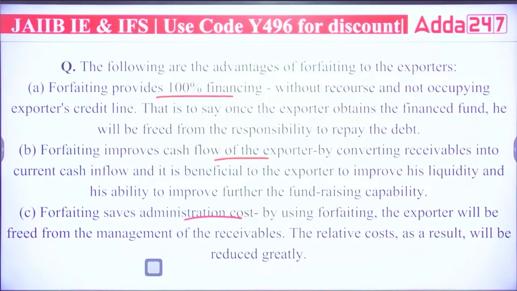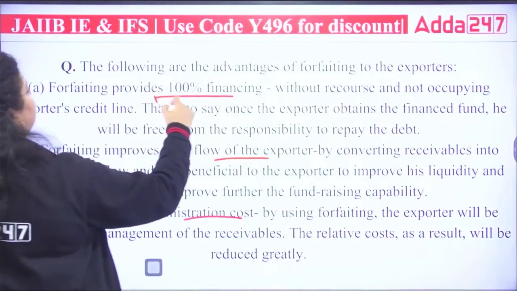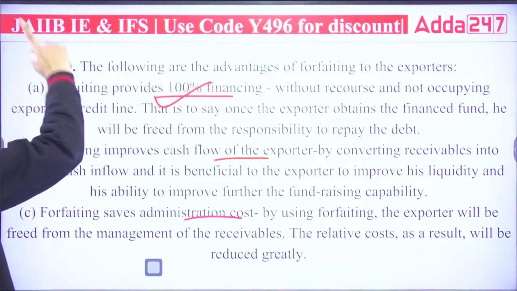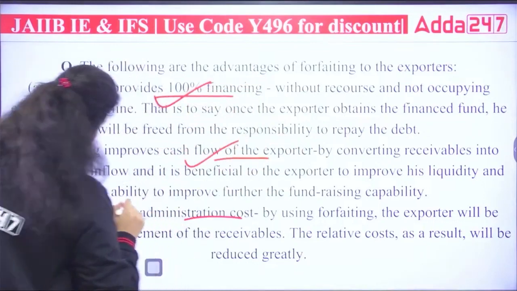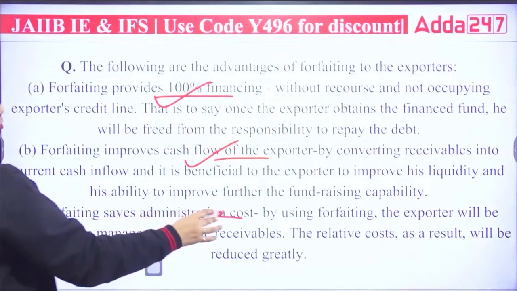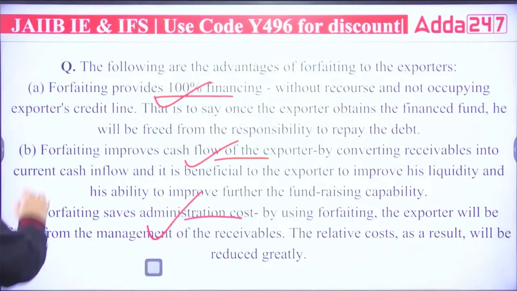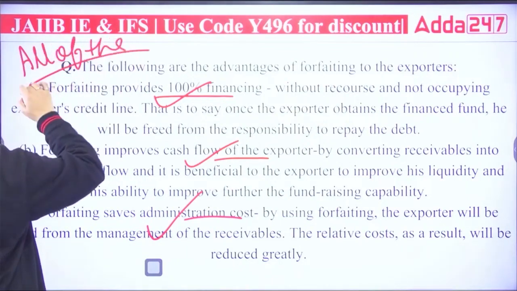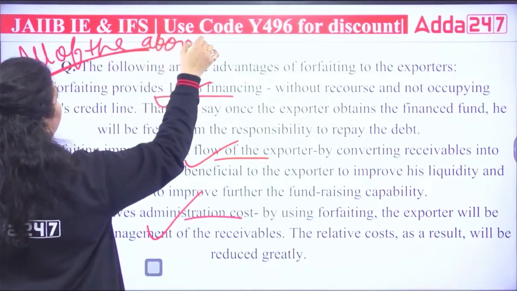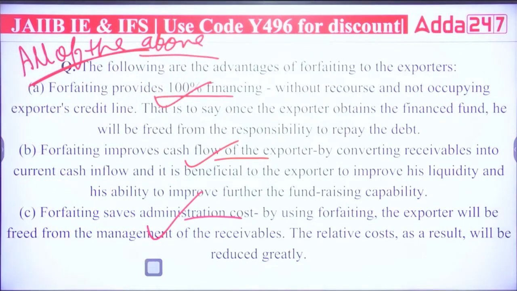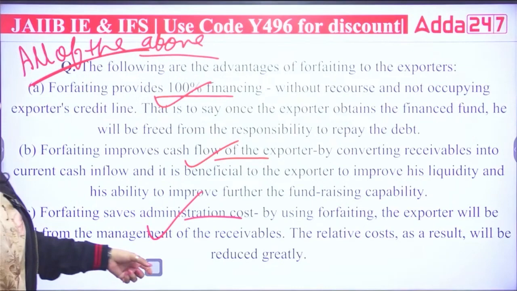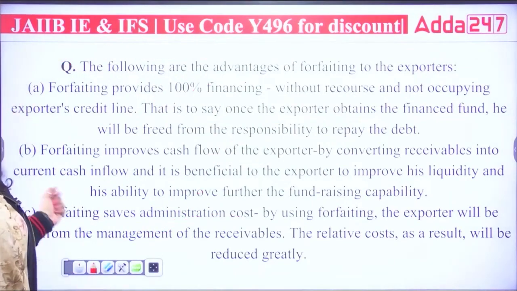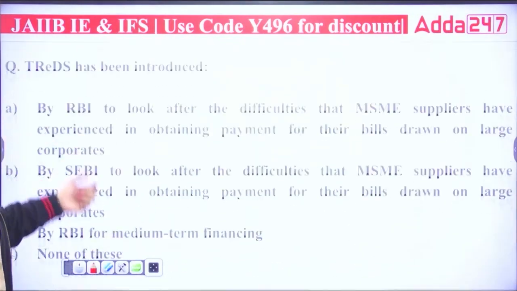Okay. So here actually it provides 100% financing because it's forfeiting. It improves cash flow for the exporter. This is also true. Forfeiting saves administration cost. This is also true. So the right answer will be all of the above. All of the above are the advantages of forfeiting, because it provides all these 3 benefits to the exporter actually.